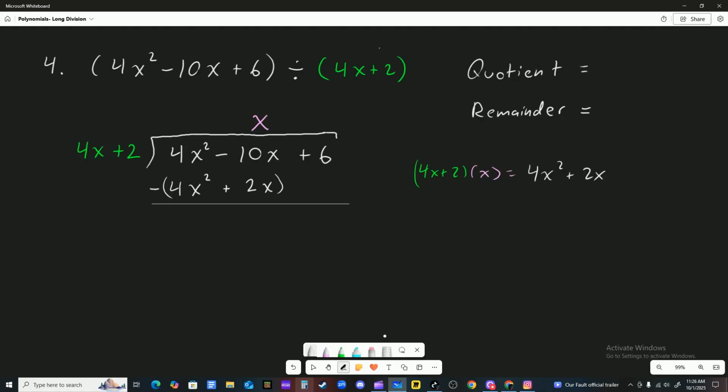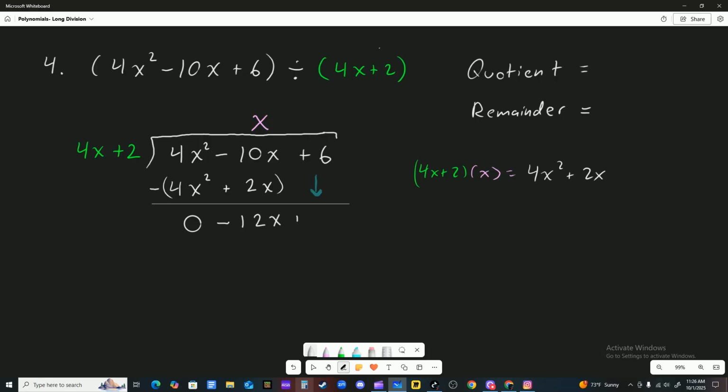4x squared minus 4x squared is 0. 10x minus 2x is negative 12x. Okay? Keep that in mind. 10x, negative 10x. Wait, no. Yeah. Negative 10x minus 2x. Yeah, we're good. My mistake. We're going to break down the 6.